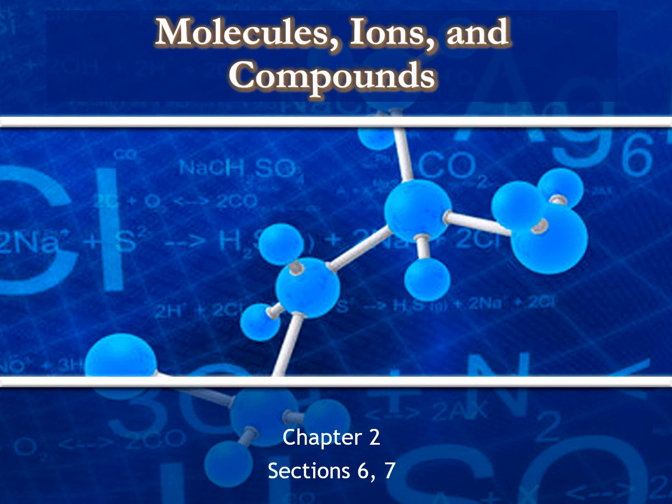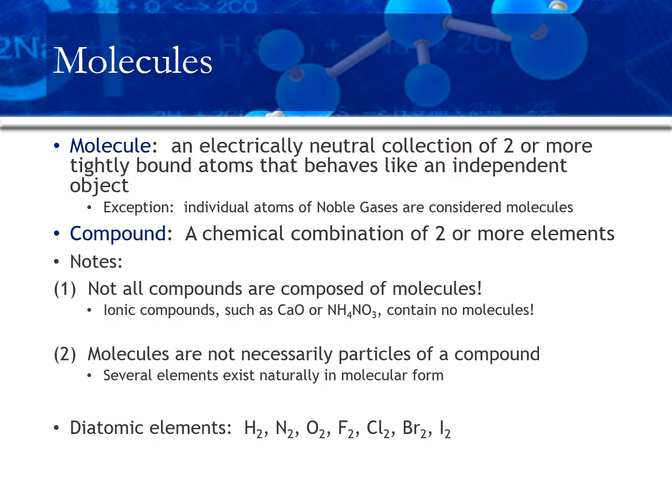Before we get to that point of describing how things stick together, we need to learn some terminology, and that's what we're going to be doing in sections 6 and 7 of chapter 2, talking about what we mean when we use the words molecules, ions, and compounds. And these have to do with the ways in which these atoms chemically bind together. Let's start by talking about molecules.